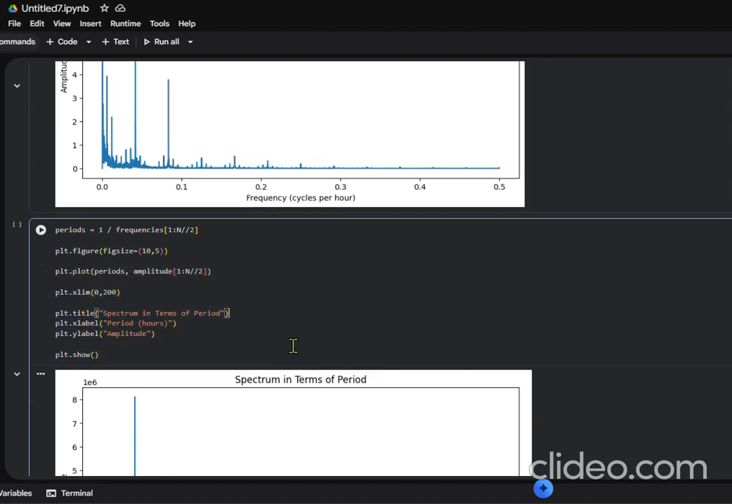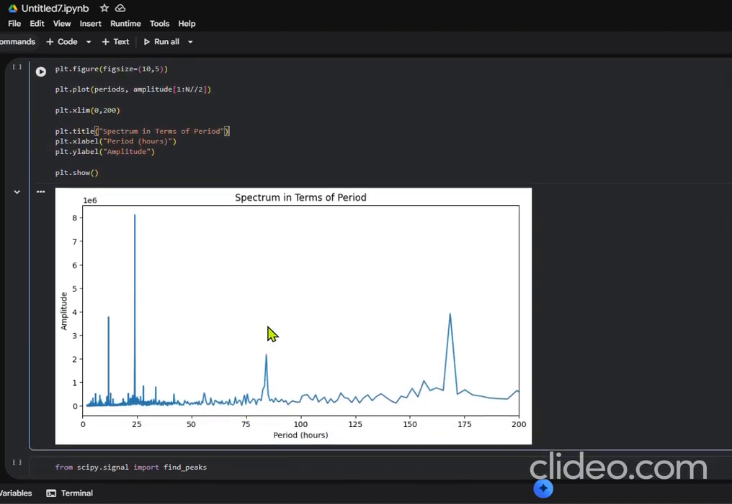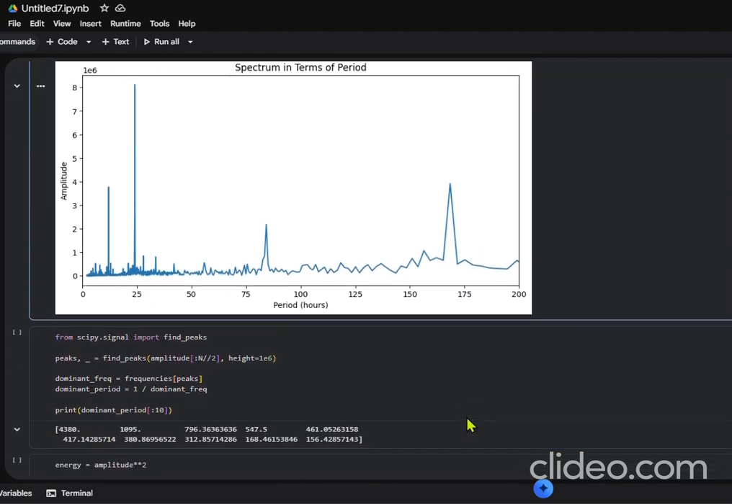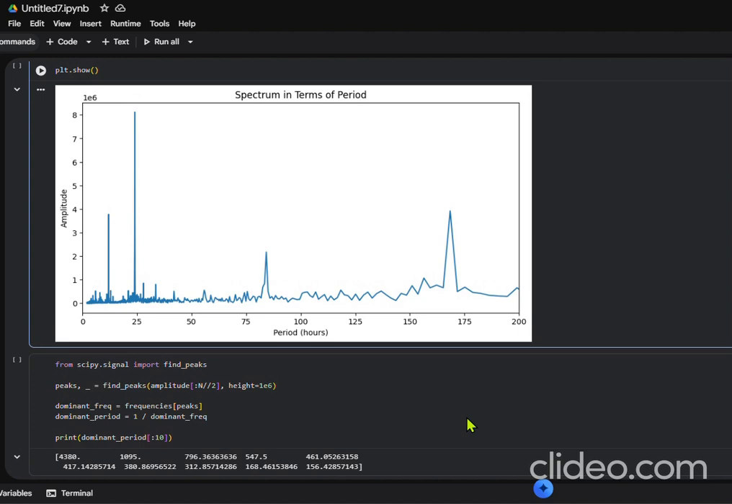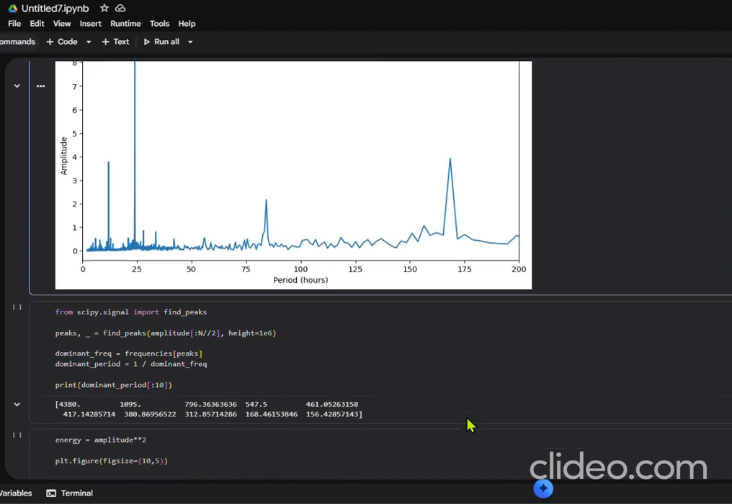Now, for example, if the spectrum shows a peak at 24 hours, it indicates a daily cycle in electricity demand. Here, in this plot, we observe peaks corresponding to approximately 24 hours, which represents the daily demand cycle, and 168 hours, which represents the weekly activity cycle. These periodic patterns correspond directly to human behavior, such as work schedules and weekly consumption patterns.